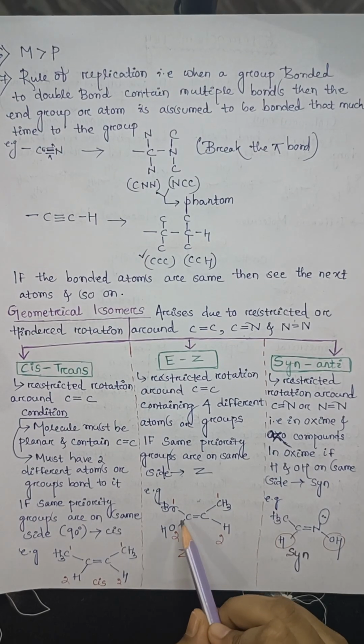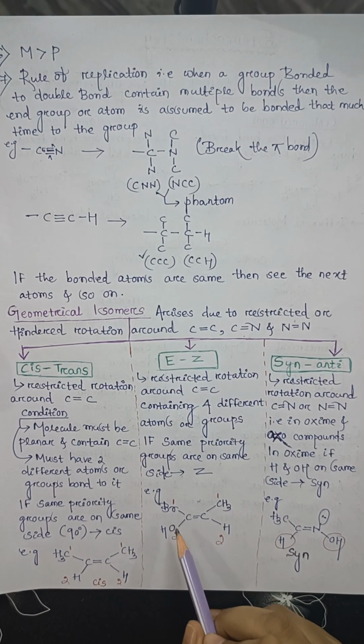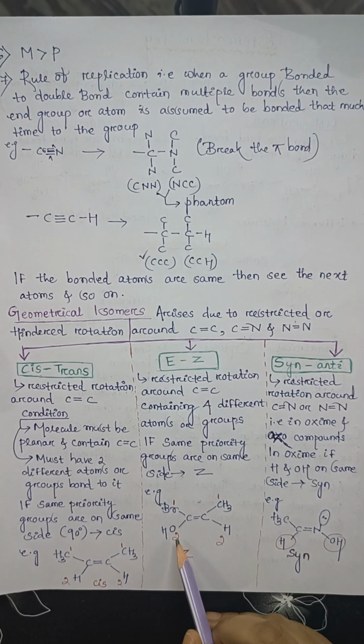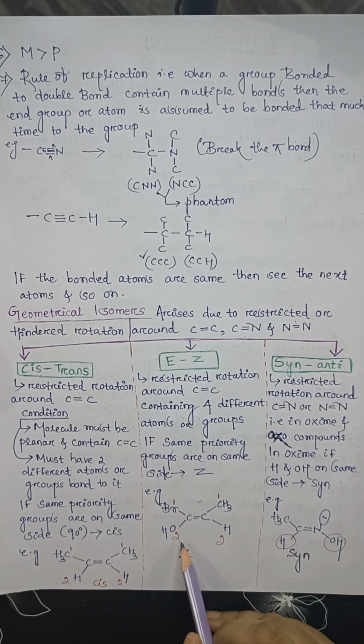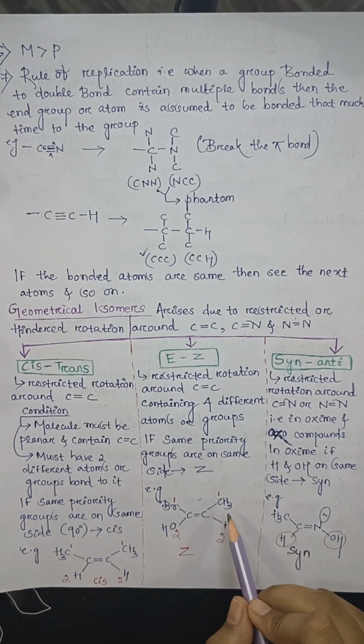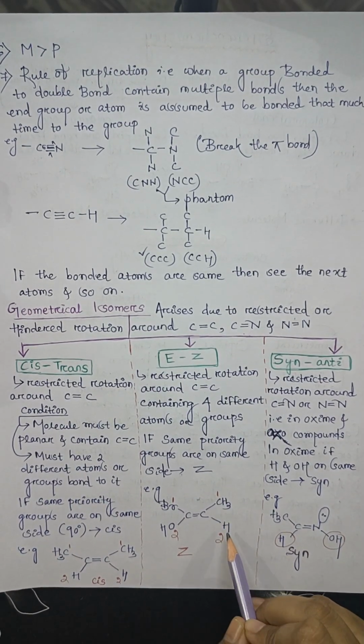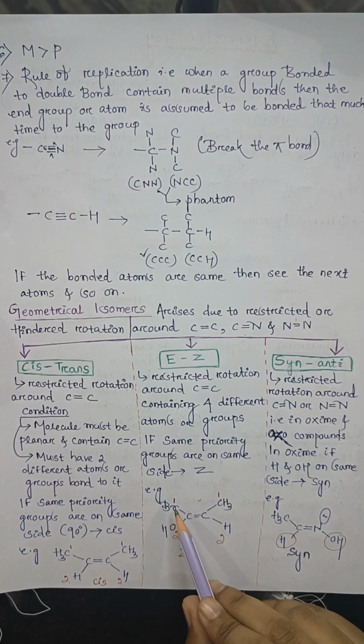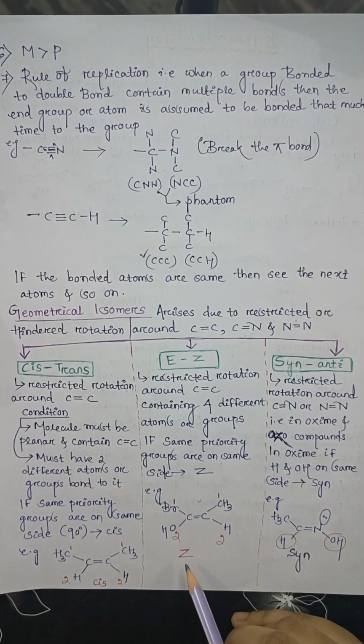Suppose here on one side there is OH and bromine. First we see oxygen and bromine. Since the atomic number of bromine is greater than that of oxygen, it will get first priority, OH will get second priority. Similarly, since the atomic number of carbon is greater than that of hydrogen, it will get first priority, hydrogen will get second priority. Same priority groups are on the same side, so it is Z.